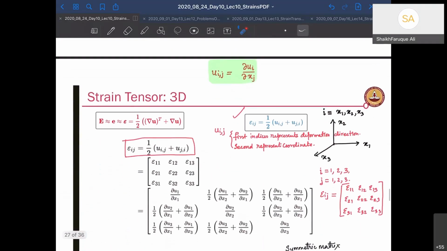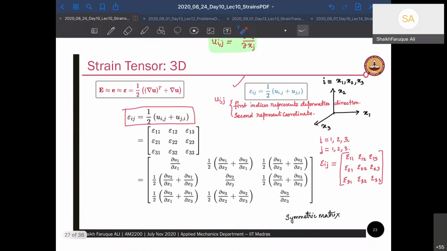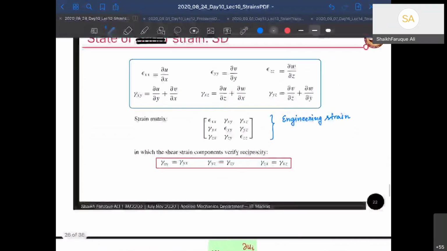Now, we write all of them in a very easy notation. That was engineering strain. Now we are looking at strain tensor. Okay, it's different from engineering strain. Engineering strain is given by this.